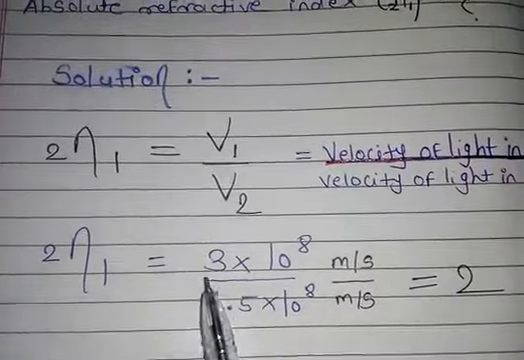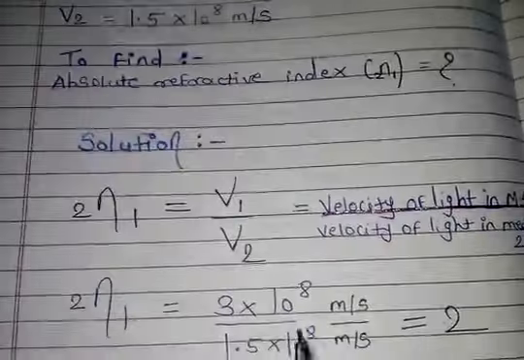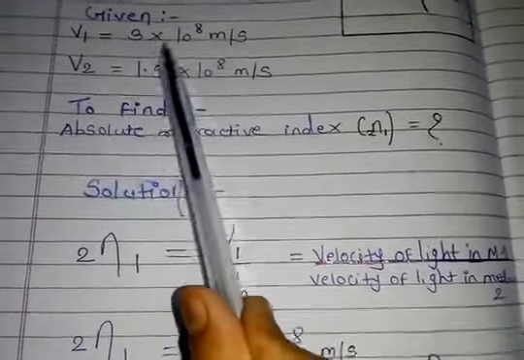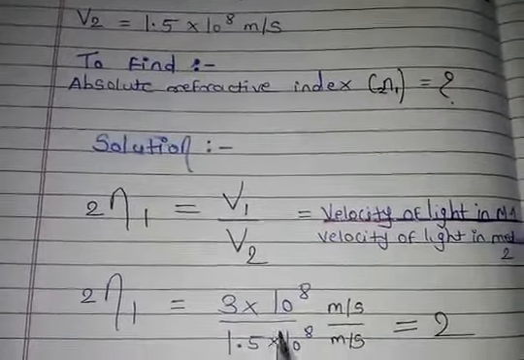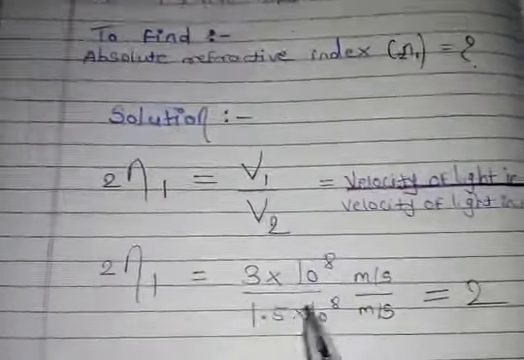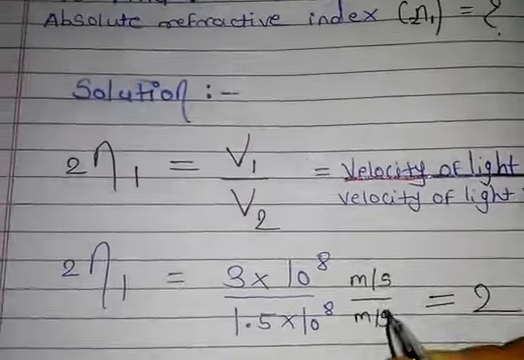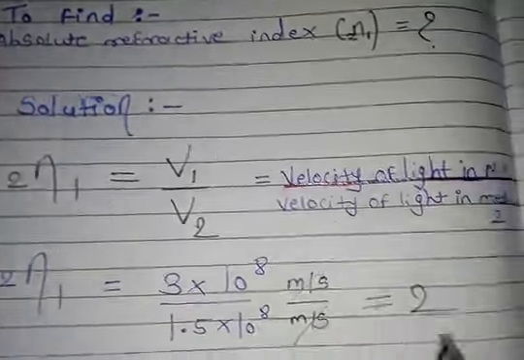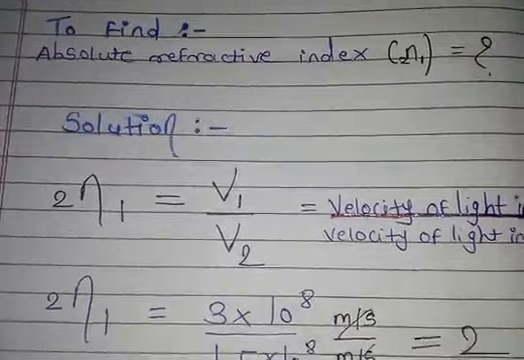We are simply going to put the values in the formula. V1 is equal to 3 into 10 raised to 8 meter per second, and V2 is equal to 1.5 into 10 raised to 8 meter per second. Here you can see meter per second and meter per second will get cancelled. So what we will get over here is 2.